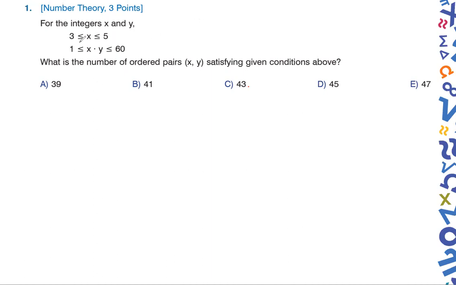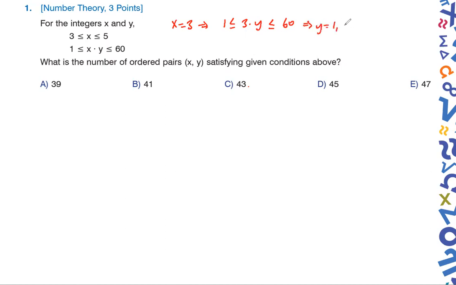So the lowest we can get for x is 3. If I choose x as 3, right, then the second inequality we will get is going to be 1 smaller than 3 times y, that is smaller than or equal to 60. So in this case, if I choose y to be 1, that will be 3. If I choose 0, that will be 0. So I cannot choose 0.